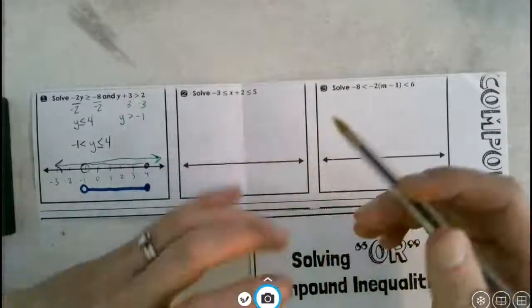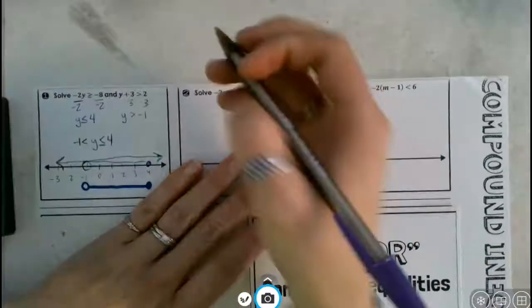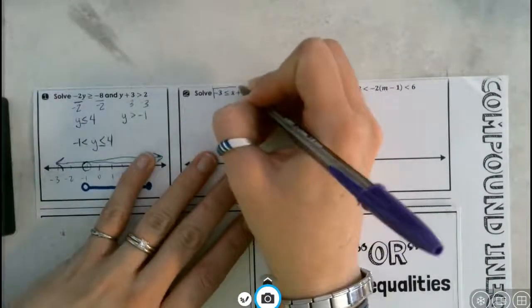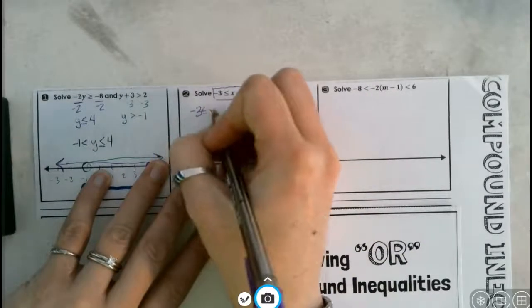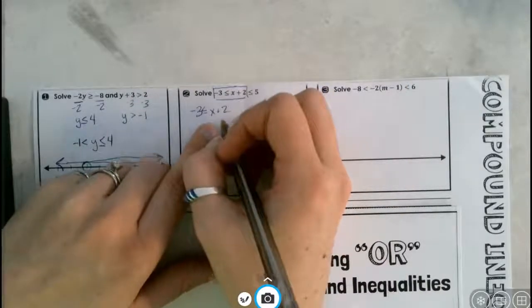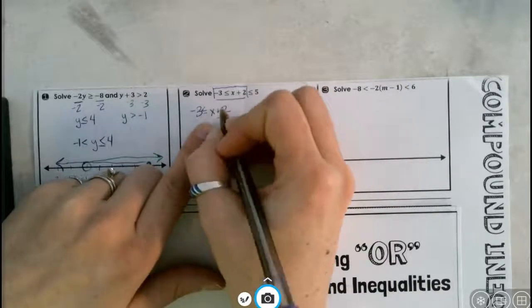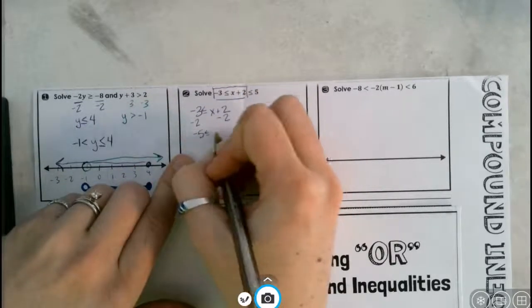Now let's look at this next example. Here it's not written with an "and" in between, but I can do the same thing. The first thing is I have this inequality right here: negative 3 is less than or equal to x plus 2. Let's solve that one. My x is on that side, so I'm going to subtract 2, because I want to undo what's being done. So I have negative 5 is less than or equal to x.